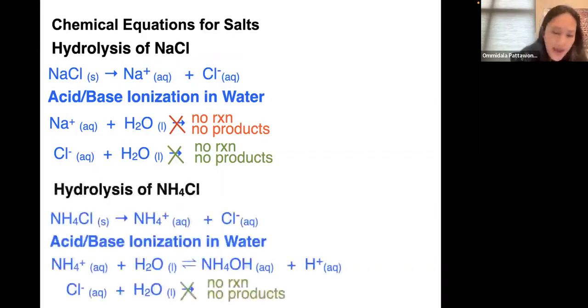For ammonium chloride, do the same thing as well, right? So you are going to pretty much separate them into cation and anion, and then react each of these ions with water in the acid and base ionization. Okay, so in this case, you probably notice that, as I mentioned, there would be the reaction between ammonium ion and water, and there is no reaction for chloride ion. And because ammonium ion produces H+, therefore this salt is an acidic salt.